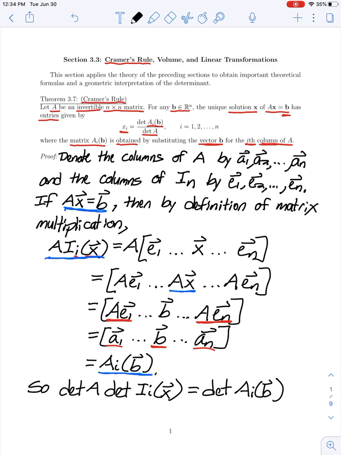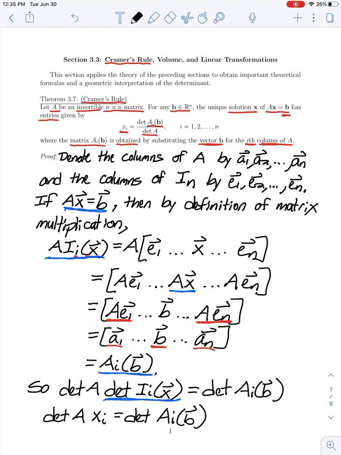But now this determinant of the identity matrix with the ith column being replaced by the vector x is just the value of the ith entry of x. So we have the determinant of A times the ith entry of the vector x. We can see that by looking at a cofactor expansion of that matrix along the ith row or column. And this is equal to the determinant of A sub i of b.